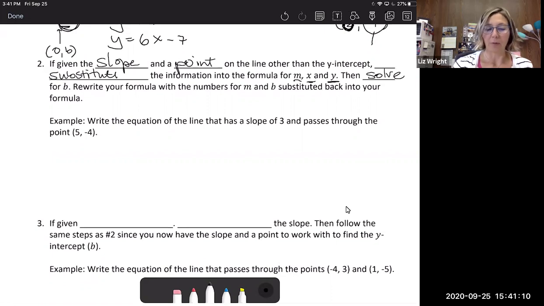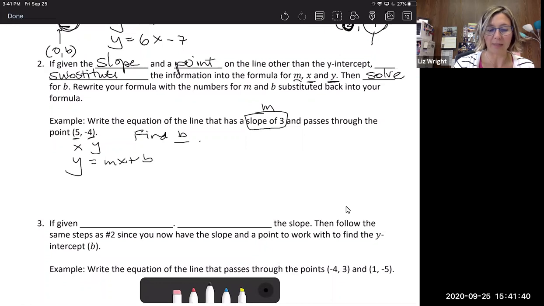So here's our example. It says, write the equation of the line that has a slope of 3. So this is going to be our slope. And it passes through the point (5, -4). So this will be our x, and this is going to be our y. And so the piece of information that we're missing is b. So that should be your clue right there: find b. So again, we're plugging the information into y equals mx plus b.